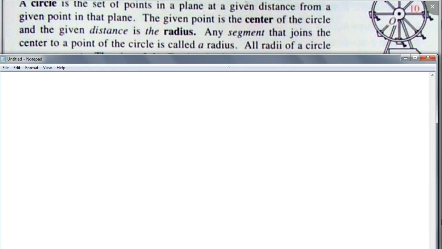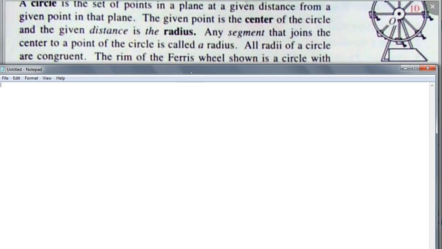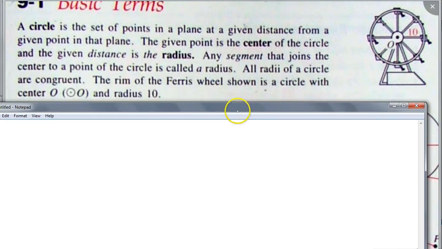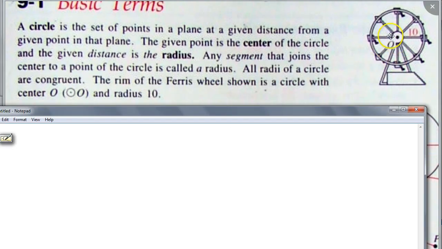All right. So who could tell me something about the radii of a circle? Radii, of course, is the plural of radius. The radii of one circle are always what do you think? Congruent. Very good. So as you can see in this picture, the rim of this Ferris wheel with the center O has a radius of 10, and as you can see, all the radii will be 10 units. So that's pretty straightforward. All right, may I move on?